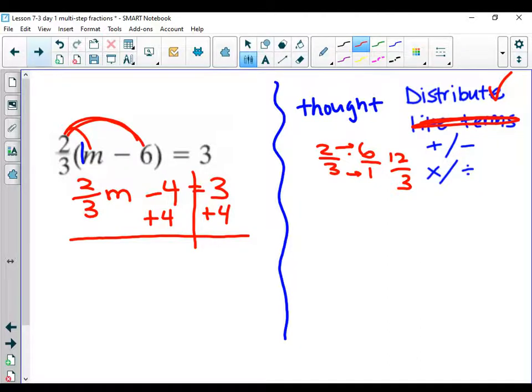Layton, would you cross out the 4? Thank you. My brain kind of ignores them, but I think I should be crossing them out more for you. Good eye.